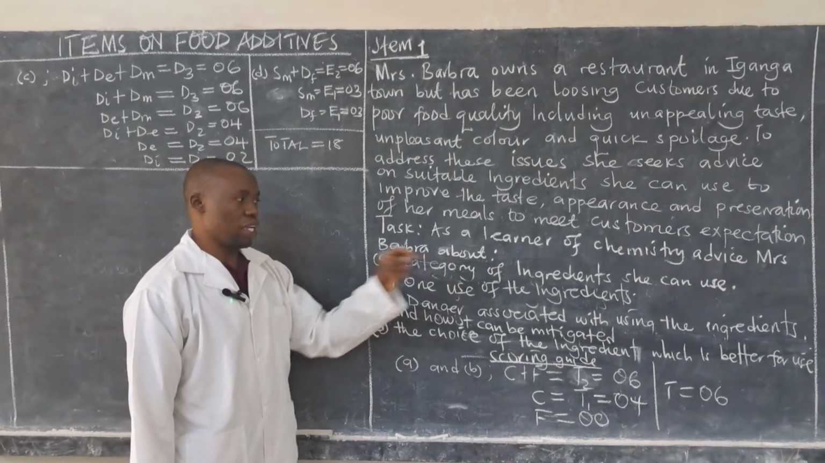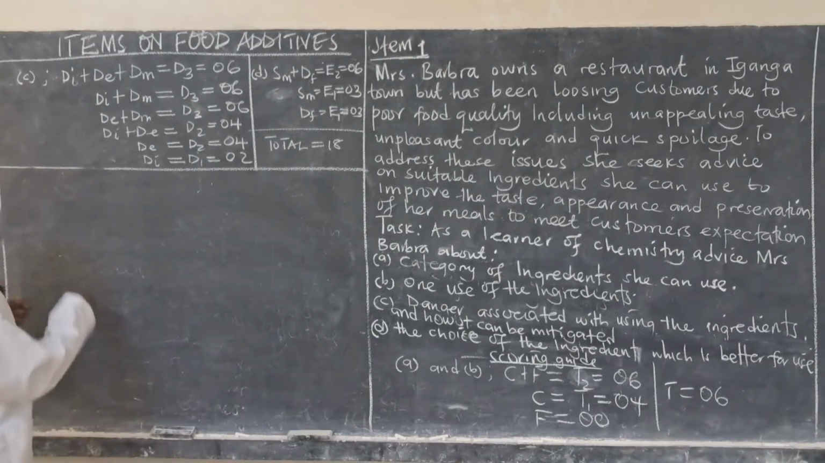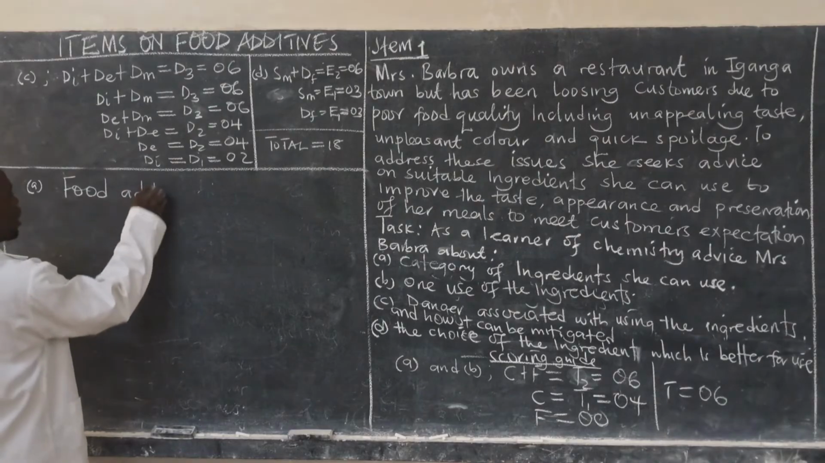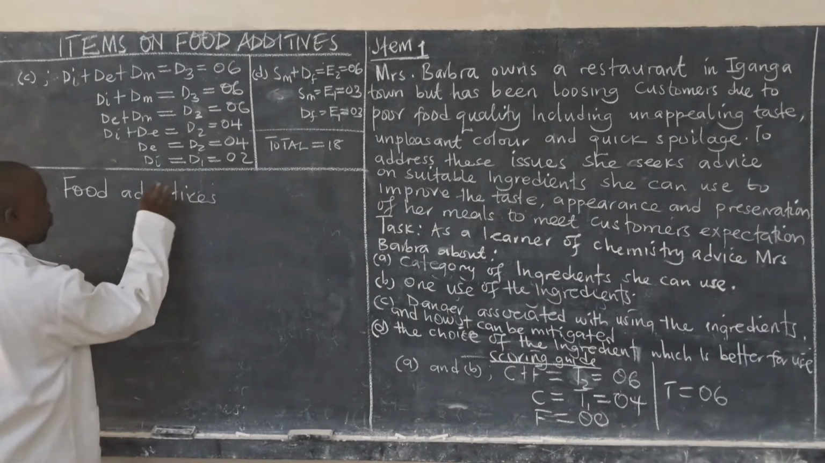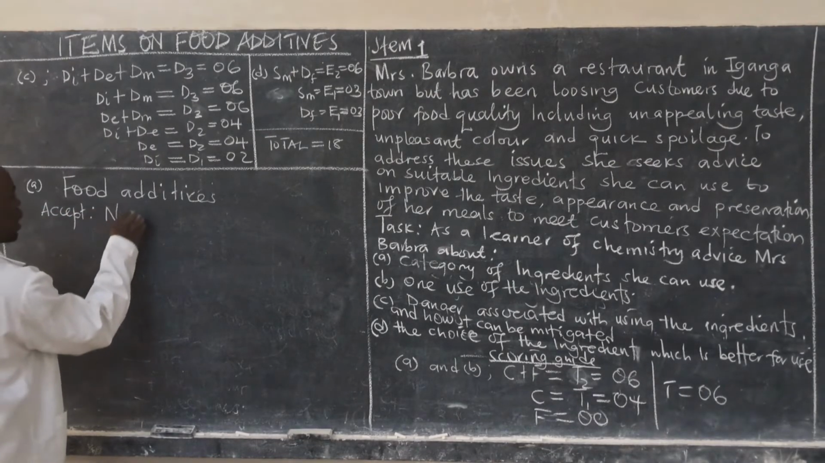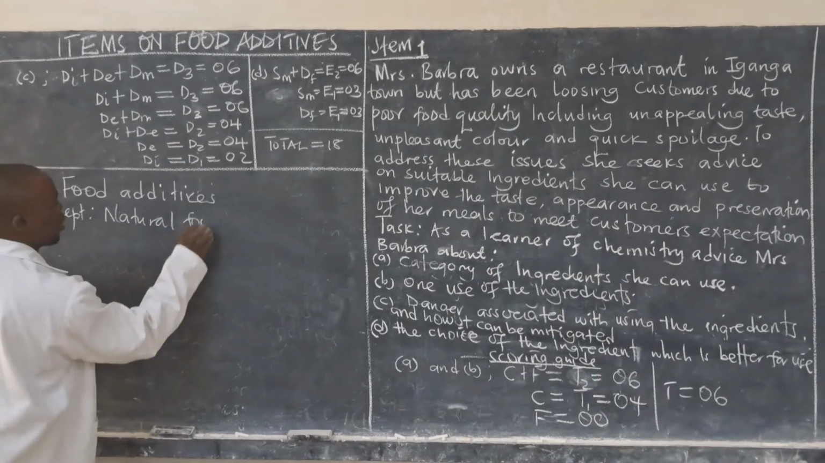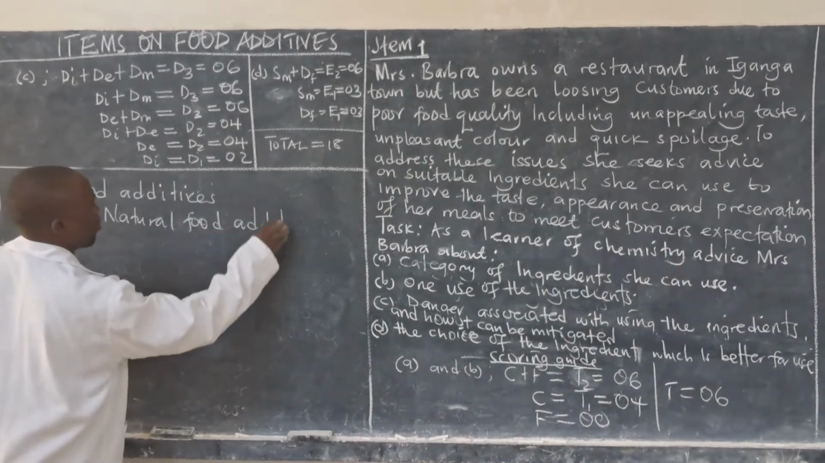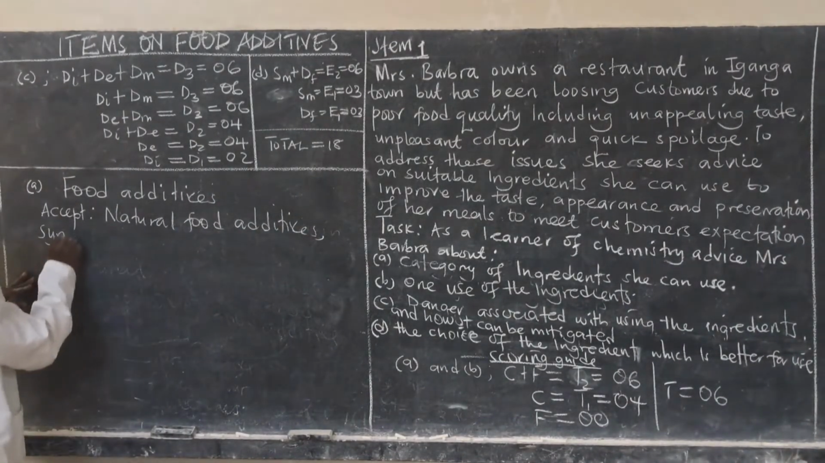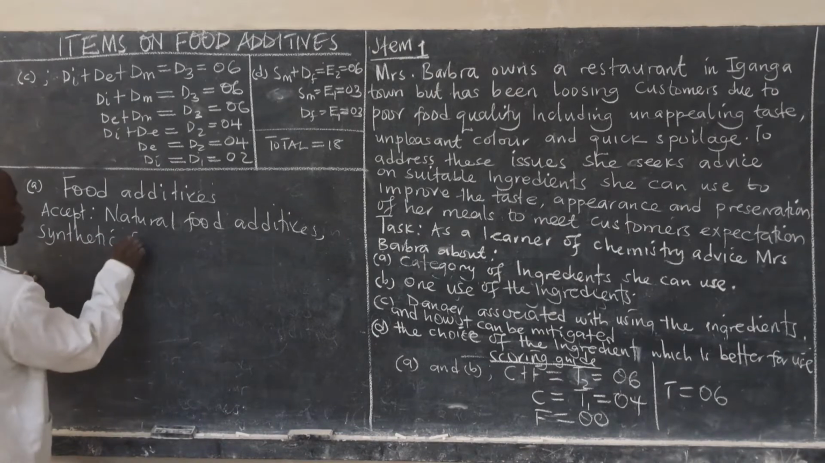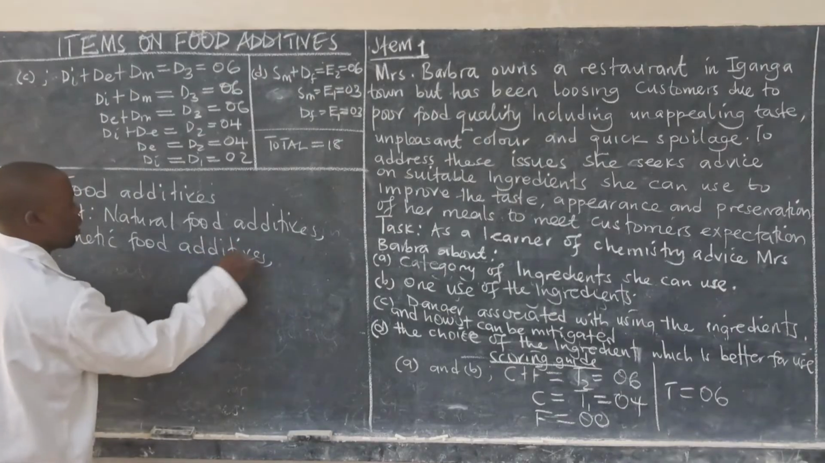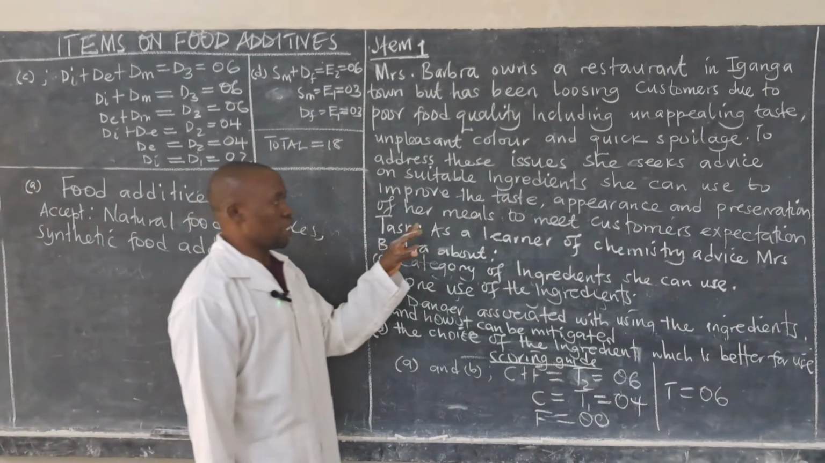Part A, category of the ingredients. So possible responses for part A are food additive, because the ingredients added to food are called food additives. We can also accept natural food additive, or synthetic or artificial food additive. So we are categorizing.